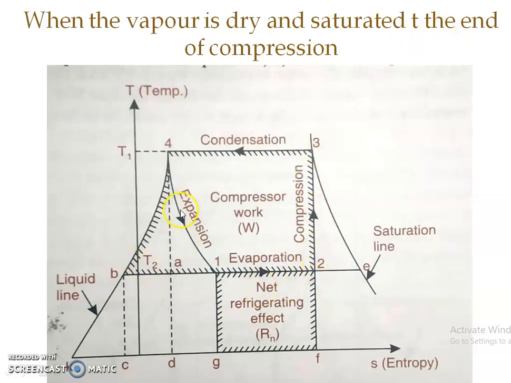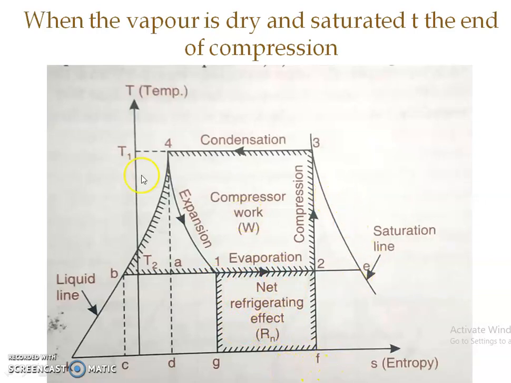From the T-S diagram, we have to clearly note that process 1 to 2 is the evaporation process, 2 to 3 is the compression process, 3 to 4 is the condensation process, and 4 to 1 is the expansion process. From here we get the net refrigerating effect.